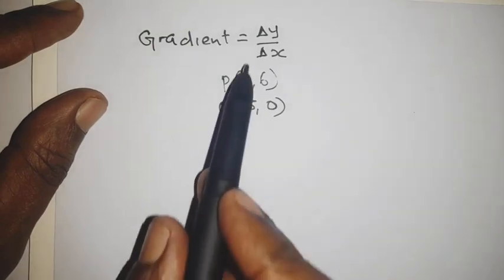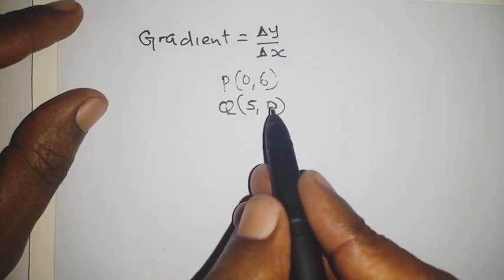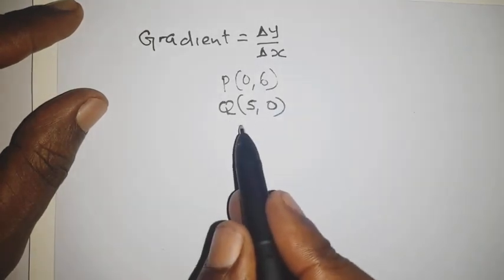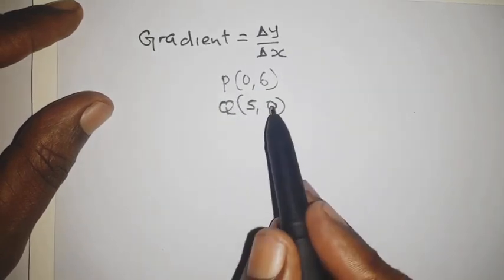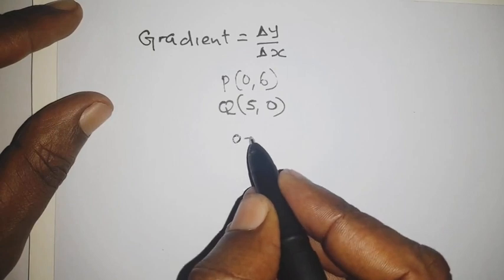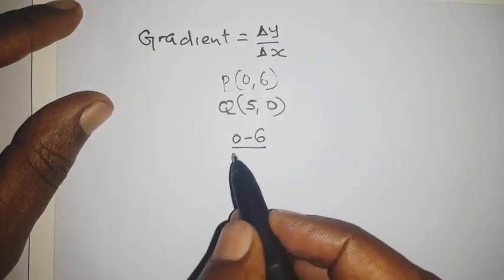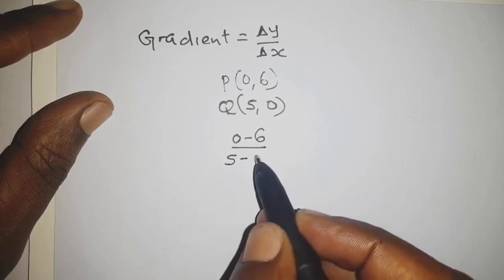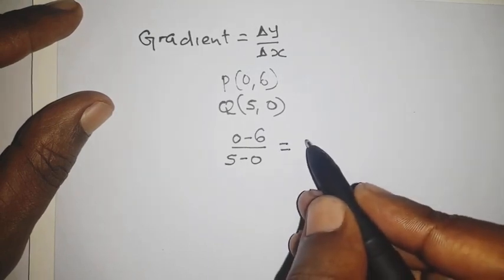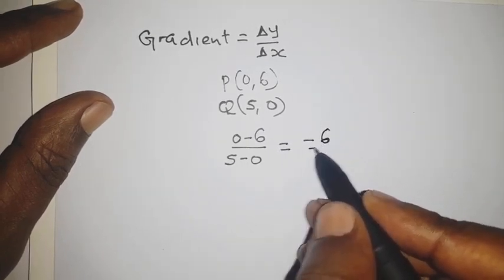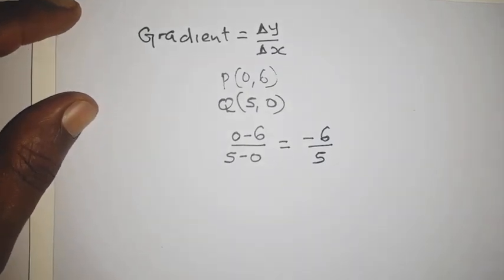So we're going to get the gradient by taking the change of y, which is 0 minus 6. Of course, we start with the point after P, that's Q, 0 minus 6, divided by 5 minus 0. And this gives us negative 6 all over 5, which becomes the gradient of that line.